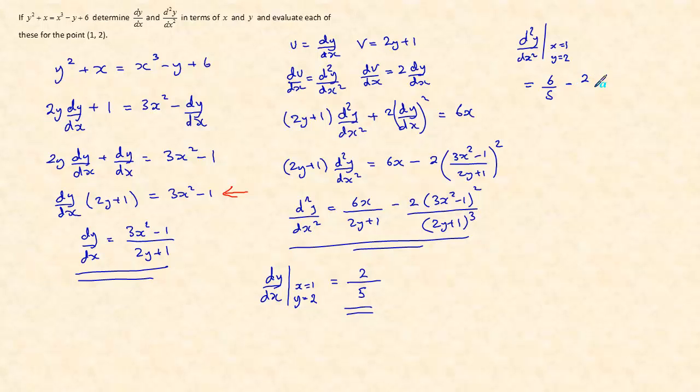Take away twice. Now x is 1, so this is 3 take away 1, which is 2 squared. So that's 2 times 4 over 4 plus 1 is 5 cubed, which is 125. So 6 lots of 25, that's going to be 150 over 125. Take away 8 over 125. So that's going to give me 142 over 125.